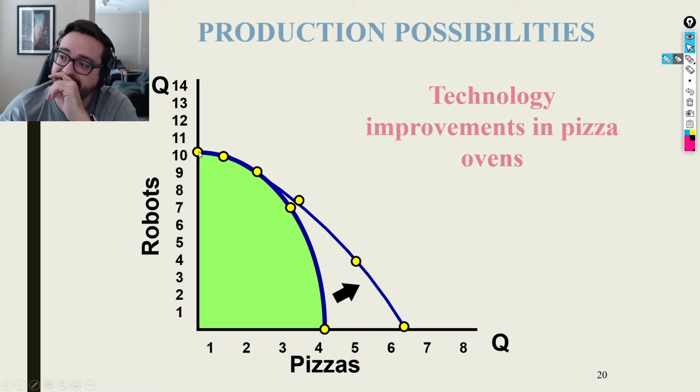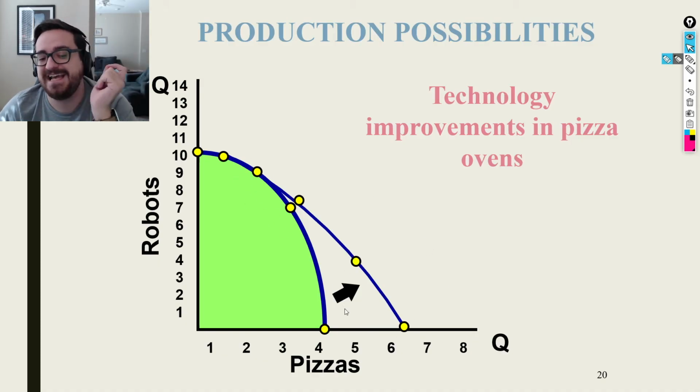This point right here has to remain steady because this does not affect robot production at all. So my just producing robots point shouldn't change. But my places where I make pizzas could make more pizzas. So I could reasonably move out all of the rest of these points over to the right. I sure need to move out that end point where I'm just making pizzas, because this will help that.